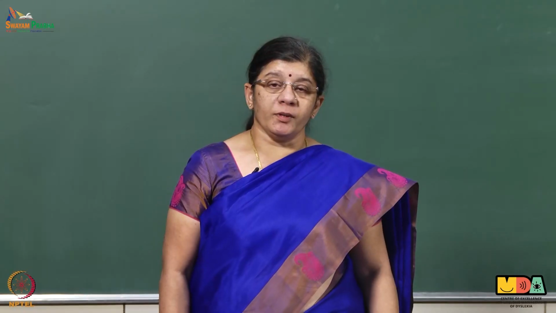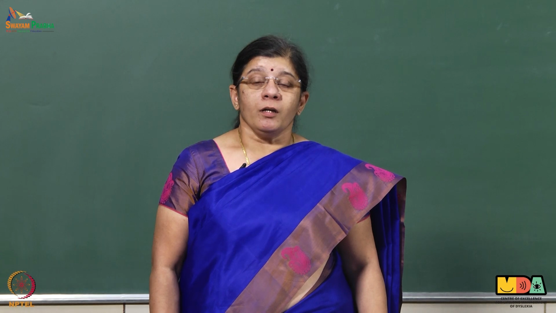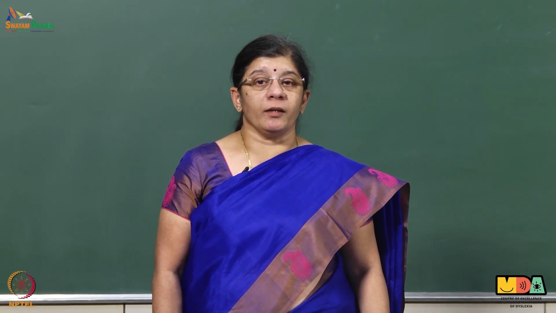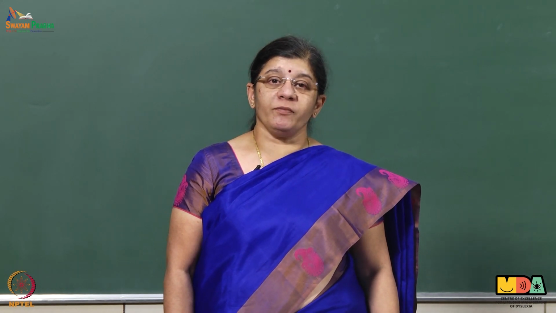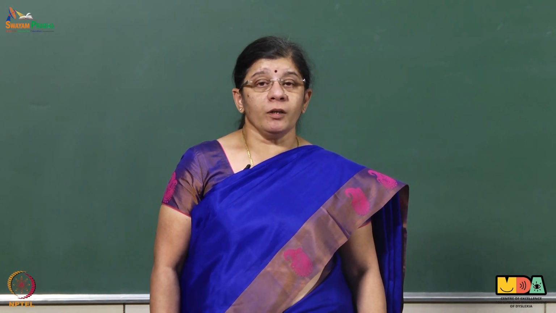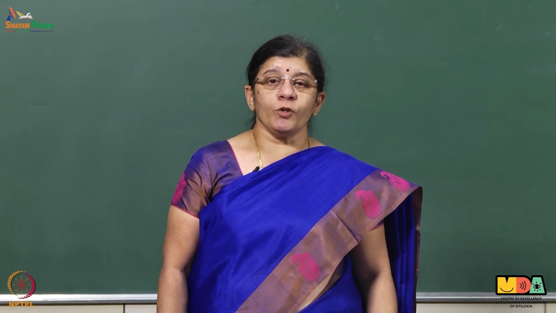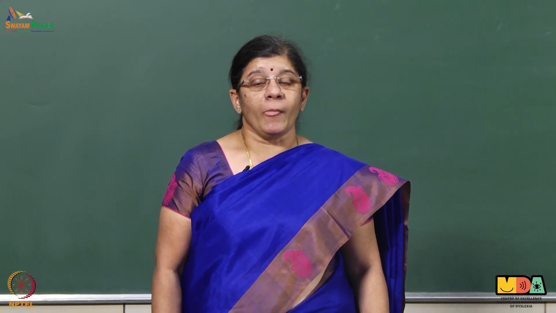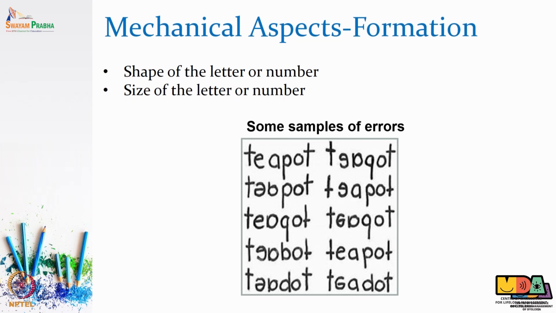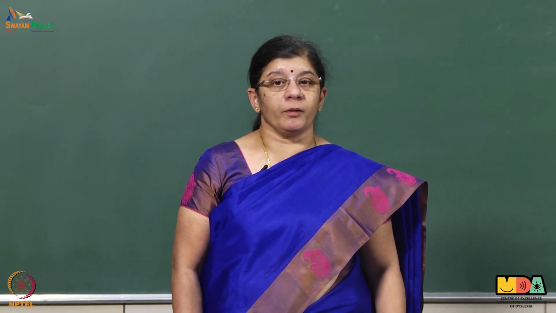Now, we are going to discuss about the formation. When we are talking about formation, we talk about the size of the letter and the shape of the letter. Children with specific learning disability have severe difficulties in formation. Here, we are having a slide which shows the wrong formations of the child. The child might not have a proper closure for the letter and the formation of the letter might be very different. At an early intervention stage, when we talk about the mechanical aspects, formation gets a very important place.